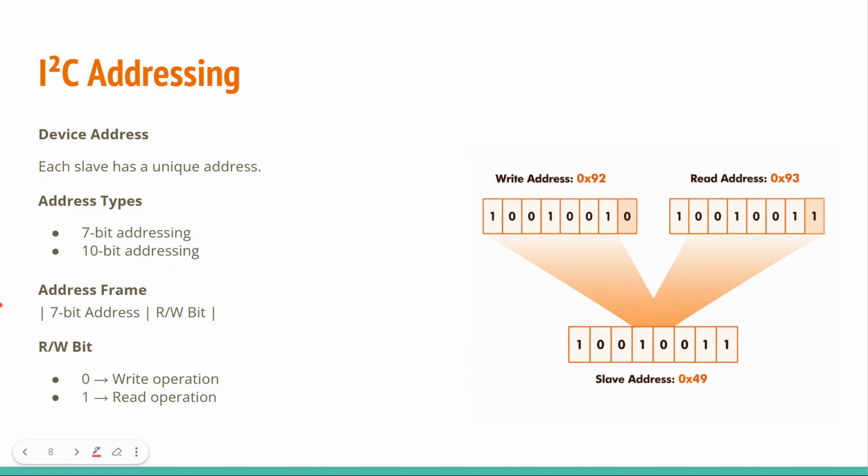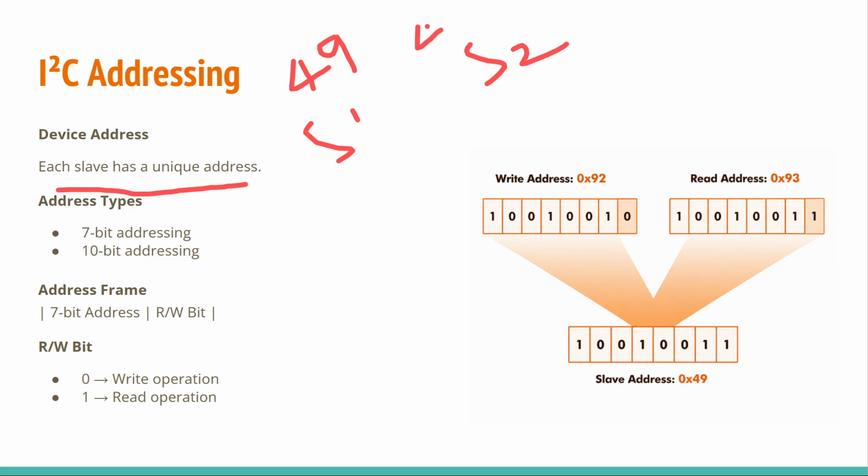Then I2C addressing. While we were discussing the introduction of I2C, we saw a point that it is an address-based communication protocol. So each slave has a unique address. I have slave 1 and slave 2. Each comes with a unique address, like 49 and 48. Its address is defined when it is manufactured.